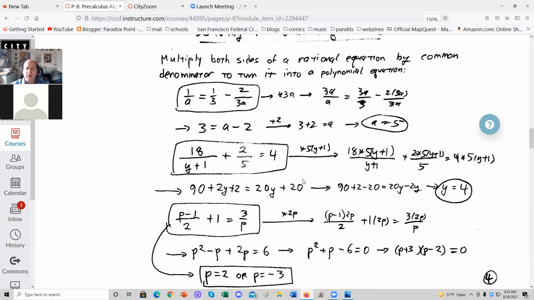Here we have a linear equation. Okay, let's subtract 20 from both sides and subtract 2y from both sides. That transposes the 20 to the left and the 2y to the right. 90 plus 2 minus 20 equals 20y minus 20, minus 2y, excuse me. This comes out to, after some work, y equals 4.